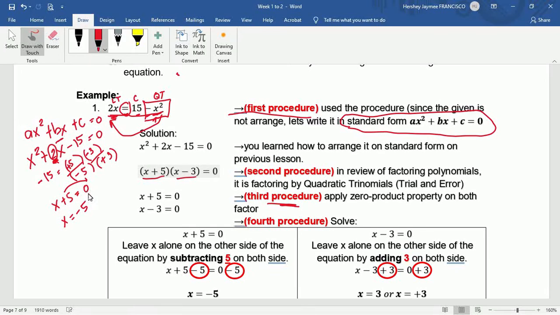Hindi ko na sinulat yung 0 since 0 naman siya. Kasi negative 5 plus 0, okay? Negative 5 pa rin ang sagot. So, ito yung una mong real roots. Okay? Ito yung sinasabing x sub 1 sa module. Pero sinusulat lang natin siya as x is equal to negative 5, which is your real roots.